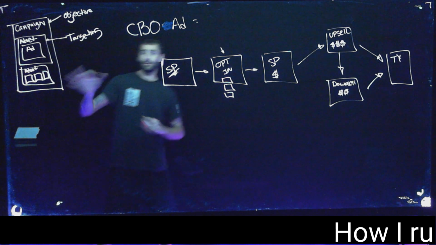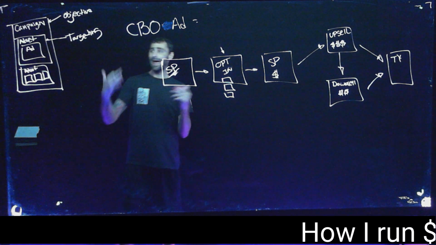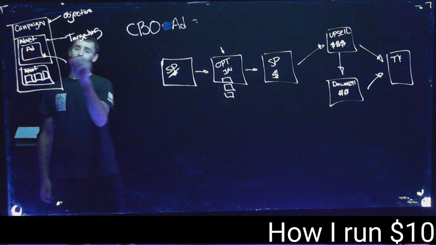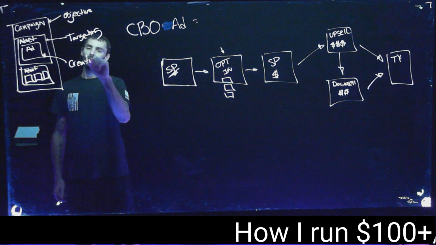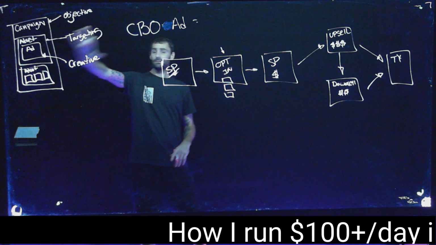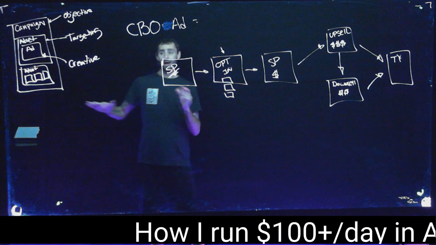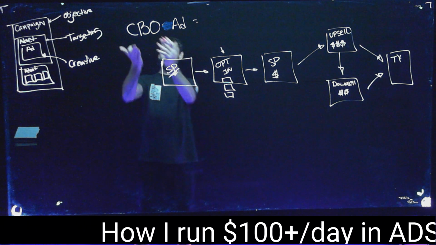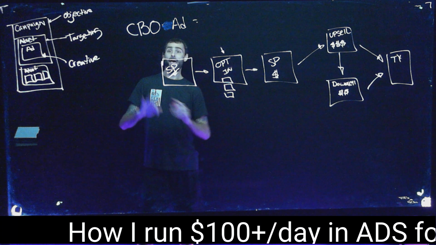Who do you want to target? Who do you want to show your ads to? And then your ad obviously is just your creative, that's your actual ad yourself. So the creative is your actual ad. So I'm going to show you how I use campaign budget optimized ads and how they work.